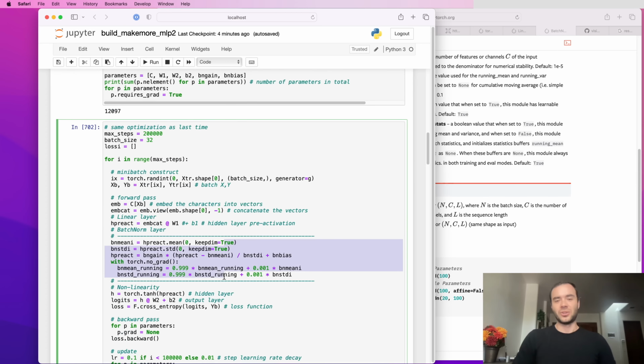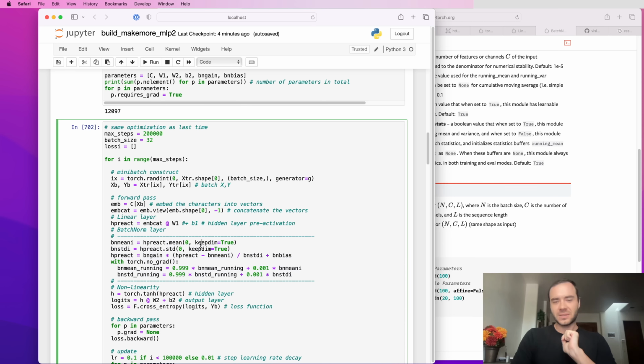And as I mentioned, no one likes this layer. It causes a huge amount of bugs. And intuitively, it's because it is coupling examples in the forward pass of a neural net. I've shot myself in the foot with this layer over and over again in my life, and I don't want you to suffer the same. So basically, try to avoid it as much as possible.